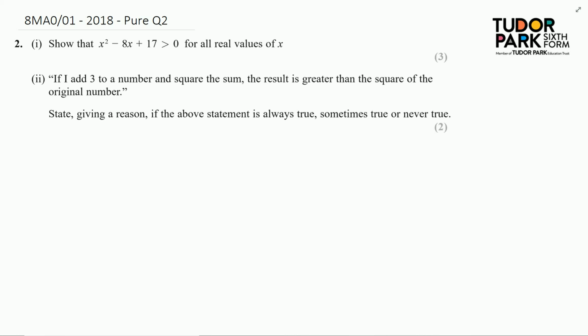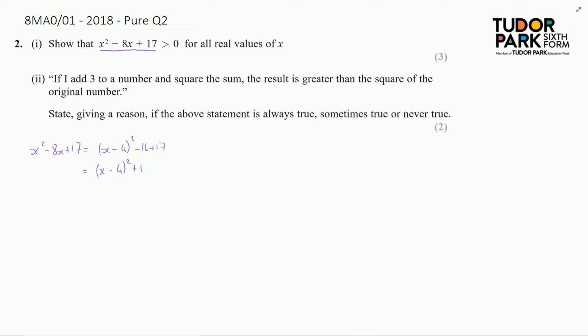Question 2 is a proof question, and I'm looking here at a quadratic that I need to show is greater than 0. Where that's the case, we're typically going to be completing the square. So in my margin here, I'm just going to complete the square for the expression that I've been given, which is (x - 4)² - 16 + 17, which is (x - 4)² + 1.